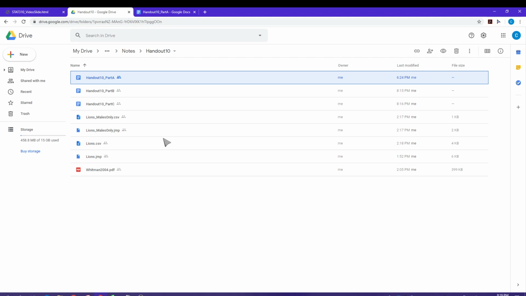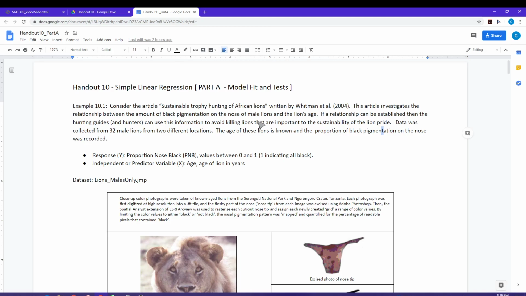So handout number 10 will be in 3 parts. We'll be looking at Part A here, and the data set that we will be using is the Lions Males Only data set that is provided in our Google folder here. Handout number 10 considers simple linear regression.